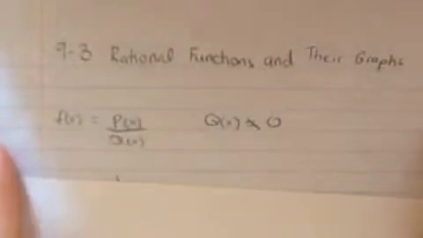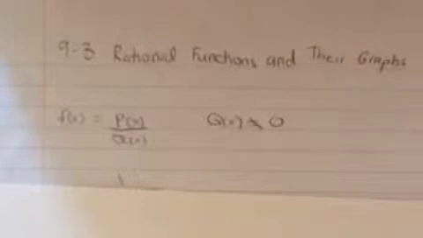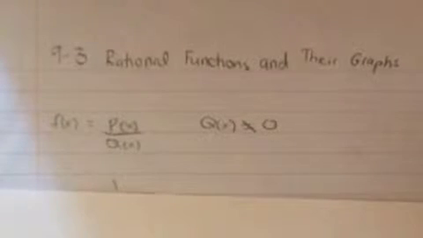A rational function can be described as f of x equals p of x over q of x, where q of x does not equal 0. Now q of x cannot equal 0 because you cannot have 0 in the denominator of a fraction, because that just doesn't happen in math.